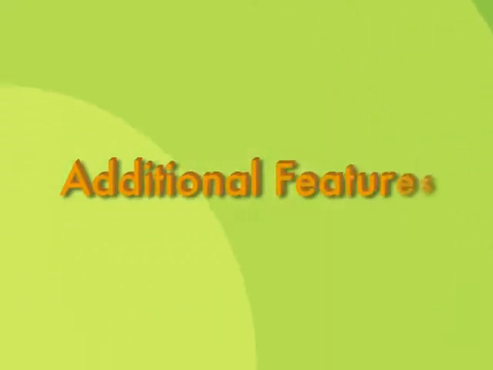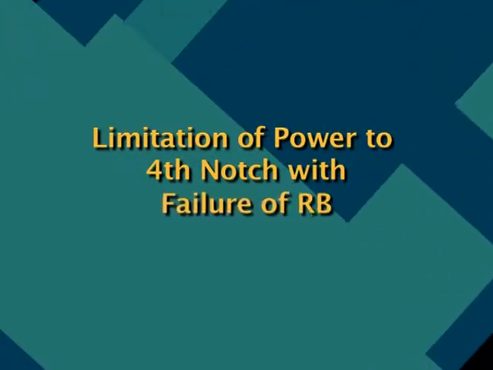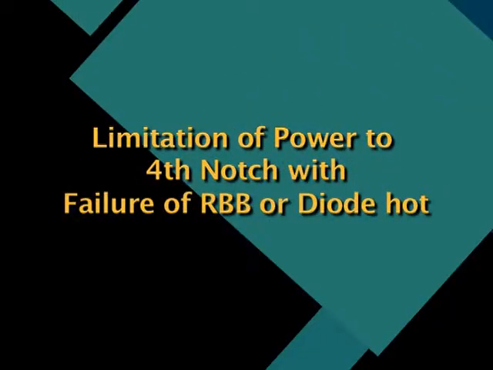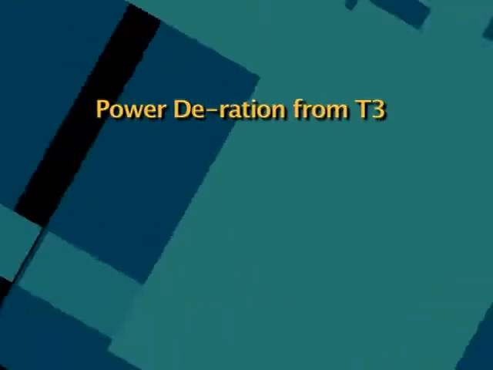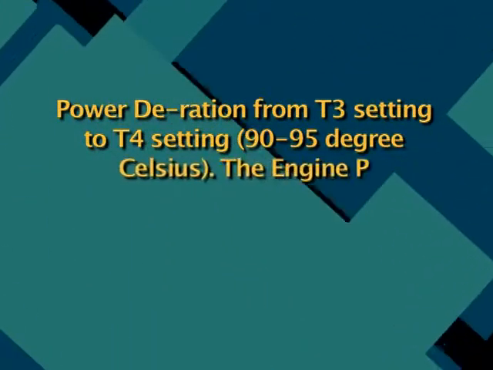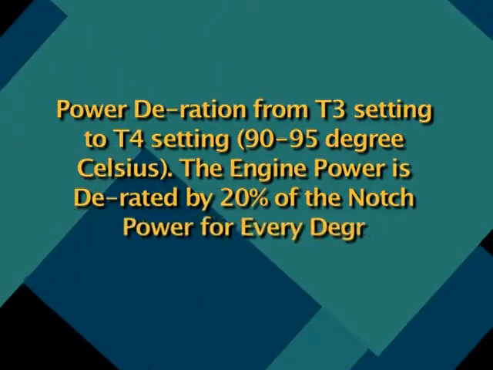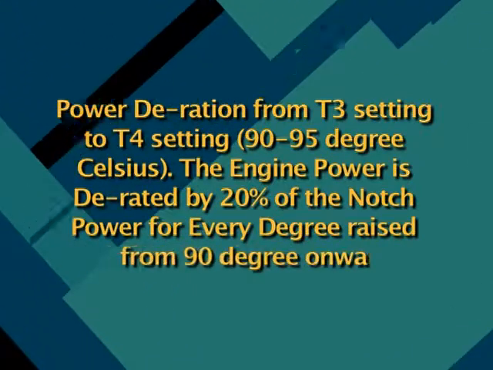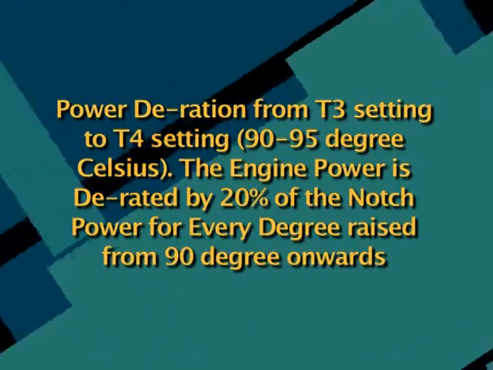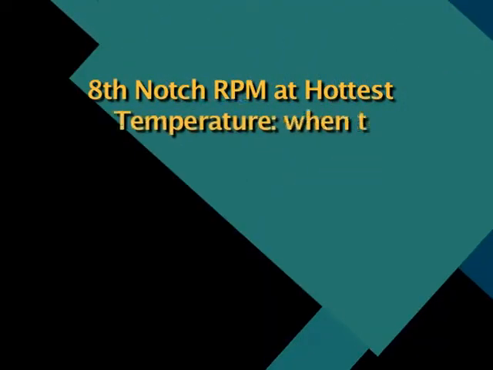Additional features: engine shutdown with failure of crankcase breaker, limitation of power to 4th notch with failure of RBB or diode hot, power deration from T3 setting to T4 setting, 90 to 95 degrees Celsius. The engine power is derated by 20% of the notch power for every degree raised from 90 degrees onwards. 8th notch RPM at hottest temperature.